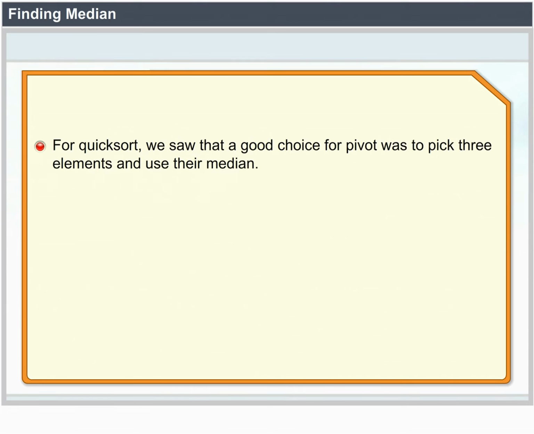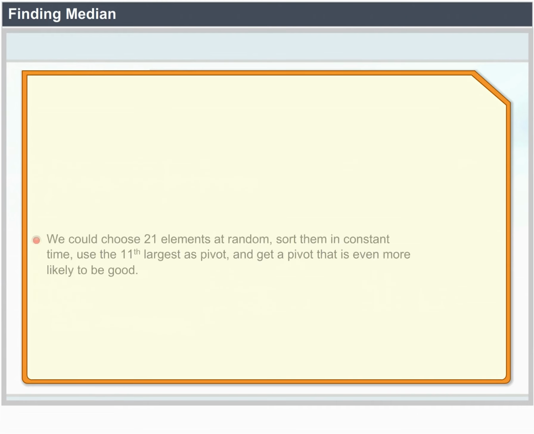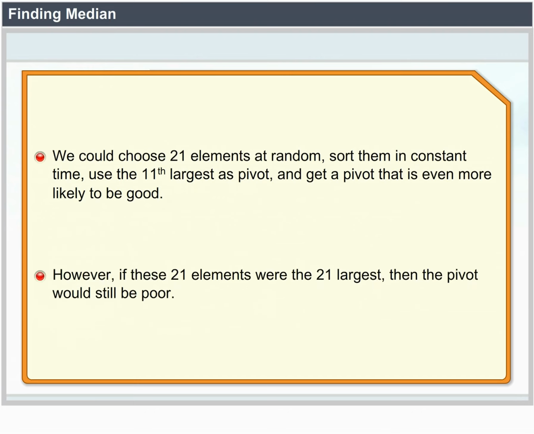For quicksort, we saw that a good choice for pivot was to pick 3 elements and use their median. This gives some expectation that the pivot is not too bad but doesn't provide a guarantee. We could choose 21 elements at random, sort them in constant time, use the 11th largest as pivot, and get a pivot that is even more likely to be good. However, if these 21 elements were the 21 largest, then the pivot would still be poor.